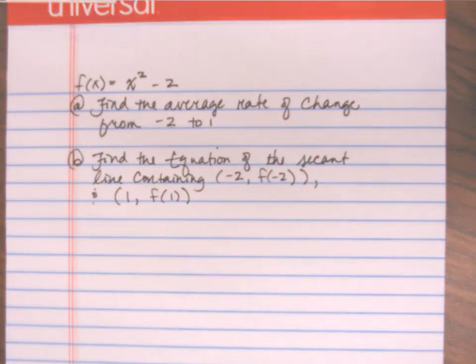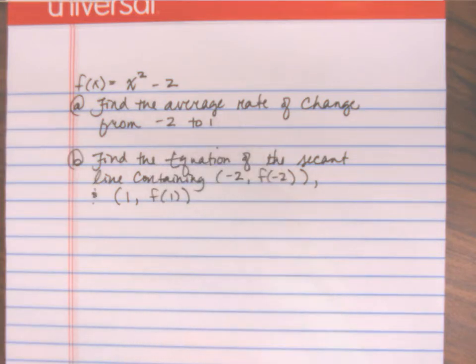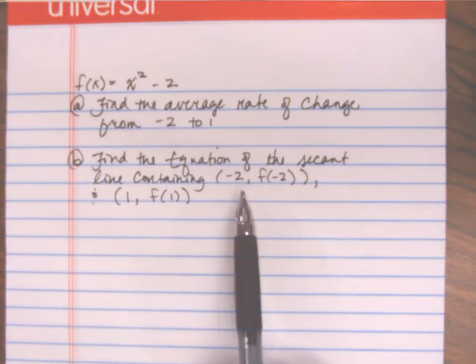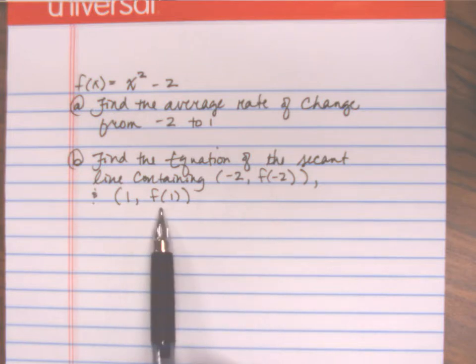Today we're going to look at an example of taking a function. Here we have f of x equals x squared minus 2. And we're going to find the average rate of change on our interval, -2 to 1. Then we're going to find the equation of a secant line containing -2 and the function of -2, and 1 and the function of 1.